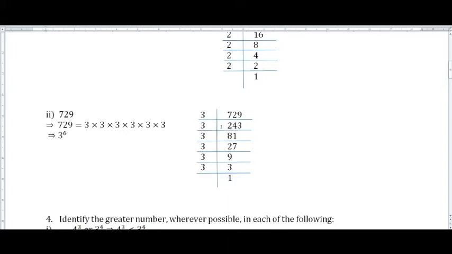Then if you divide 243 by 3 again, the answer is 81. If you divide 81 by 3, that will be 27. If you divide 27 by 3, then you will find 9. If you divide 9 by 3, it will be 3, and 3 by 3 is 1. So how many times is 3 occurring here? We are going to count: 729 equals 3 into 3 into 3 into 3 into 3 into 3. Yes, 3 is occurring 6 times. That means the answer will be 3 to the power 6.